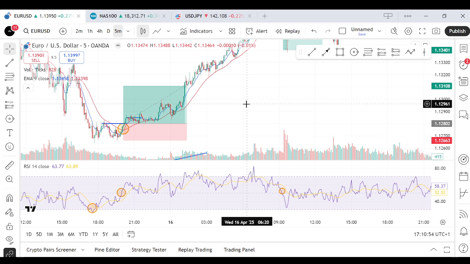Also, review and adapt. After each trading session, review your trades to identify patterns and areas for improvement. Scalping requires constant refinement of your approach based on market behavior and personal performance.